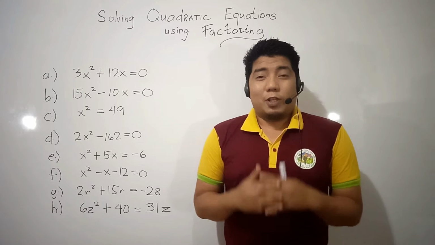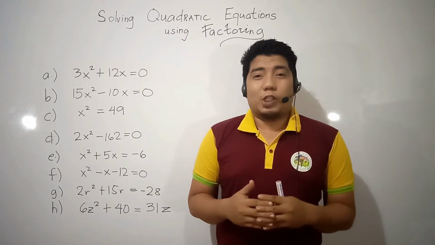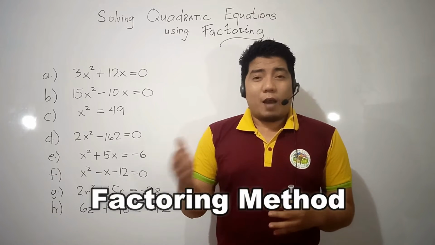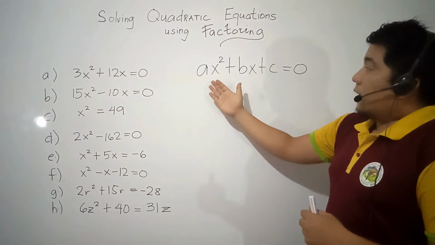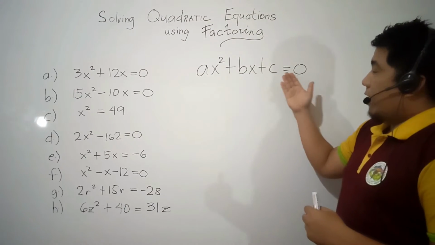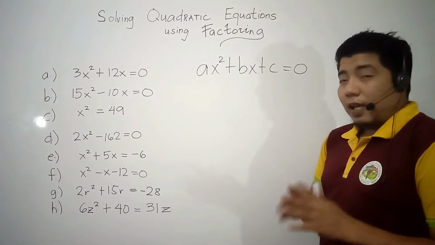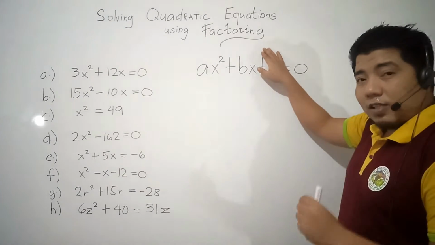Hello math learners! Today, we're going to discuss another method of solving quadratic equations, and this is the factoring method. We already know how to solve quadratic equations using extracting square root. We all know that ax squared plus bx plus c is equal to 0 is the standard form for our quadratic equation. Sometimes, we have a given that we don't have any constant term.